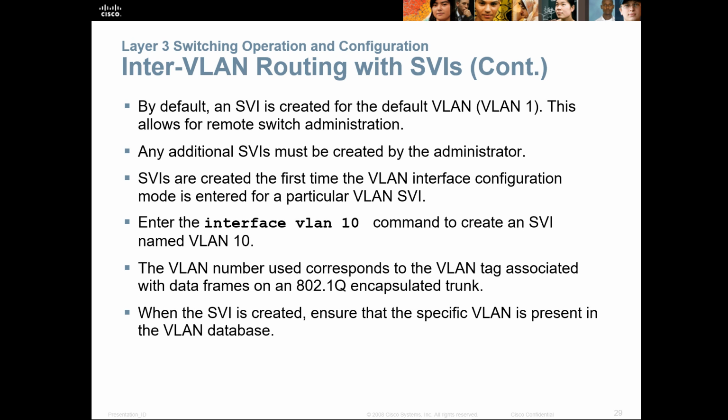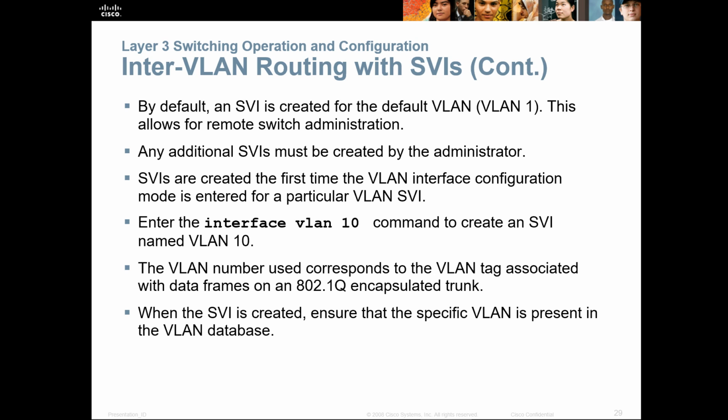By default, a switched virtual interface is created for the default VLAN, which is VLAN 1. You can treat this like a virtual port or a port on the switch. You do that by interface VLAN 10 or VLAN 1, and that would create a virtual interface. If we wanted to create a virtual interface for VLAN 10, it is literally just interface VLAN 10. That would create a switched virtual interface named VLAN 10. It's virtual, it's not physical.